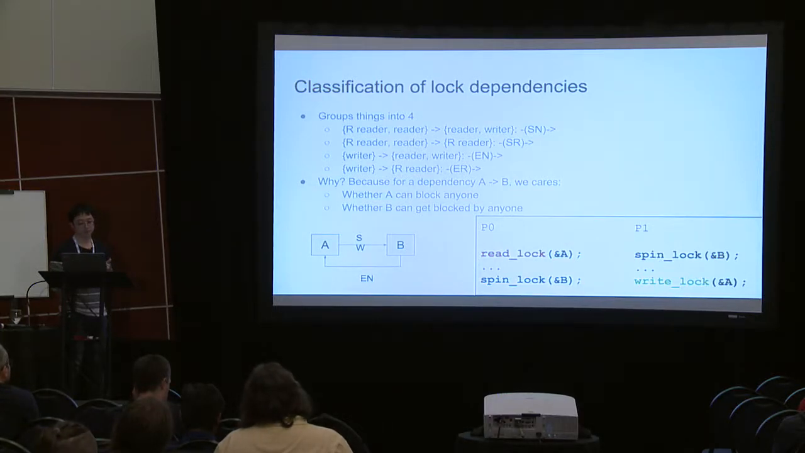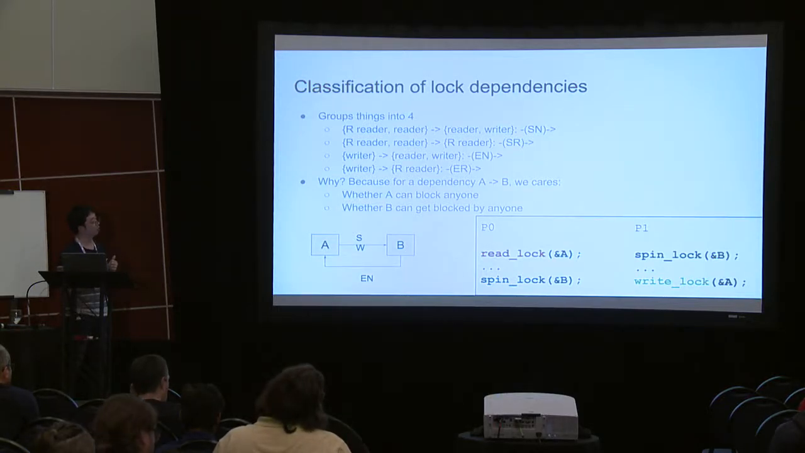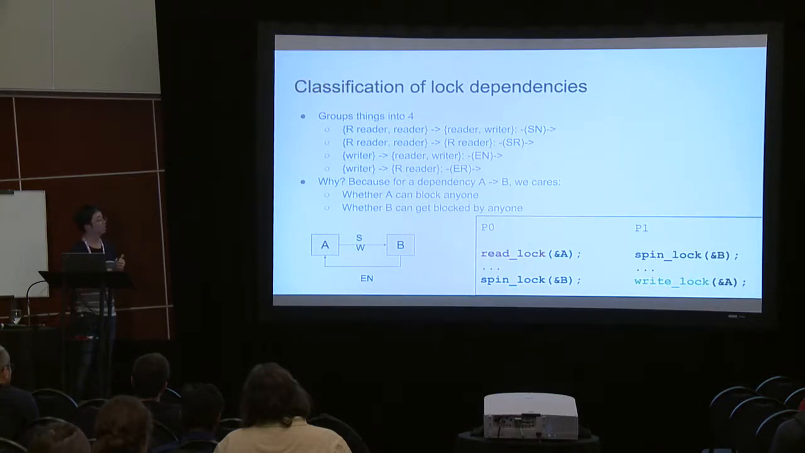If a lock is recursive, if the lock is R, it can only be blocked by an exclusive lock. So R is only blocked by E. If it's a non-recursive read lock, it can be blocked by any locks. So that's why we differentiate things differently. Okay, does anyone have any questions about this?